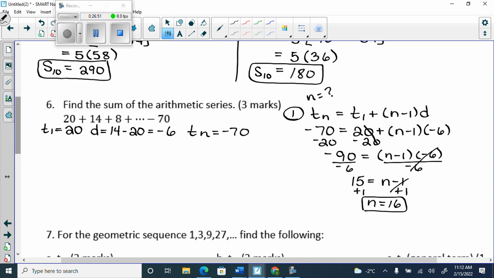Yeah, Sn, we can find S16. And because we have Tn, we can use the shorter formula, which is the third one. So the formula is Sn equals n bracket T1 plus Tn, divided by 2.